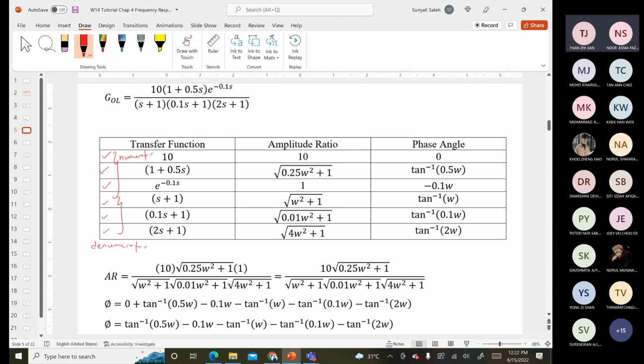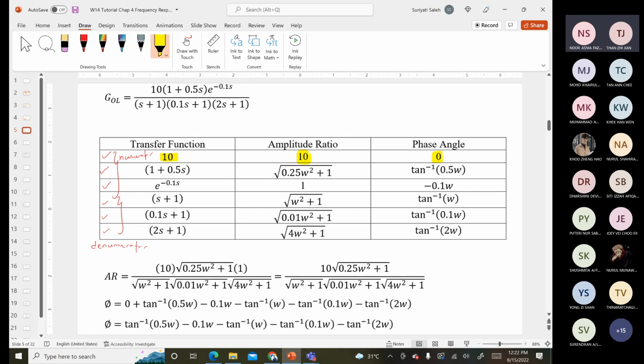So in this case, we want to convert the transfer function into the amplitude ratio and the phase angle. So we go one by one. We start with the transfer function 10. For the 10, when you convert into amplitude ratio, it produces the same number. It does not change because the number when you try to Laplace it is still the same thing. And for the phase angle, whatever the number you have, automatically it becomes 0.